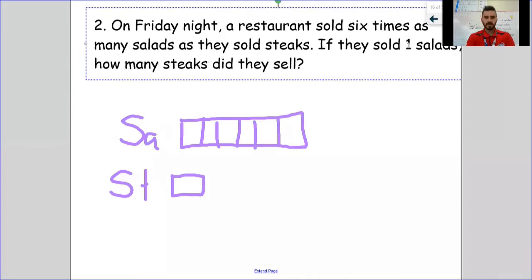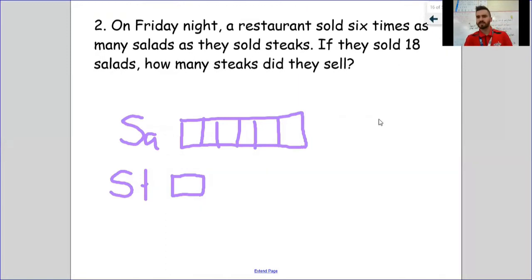Whoops. Let's make that 18. Let's say they sold 18 salads. Apologies. That 18 does not go in every single box. I just know that the salads boxes are equal to 18. Now what I do with that 18 is I'm going to split them evenly between the boxes of salads. That 18's got nothing to do with steaks.